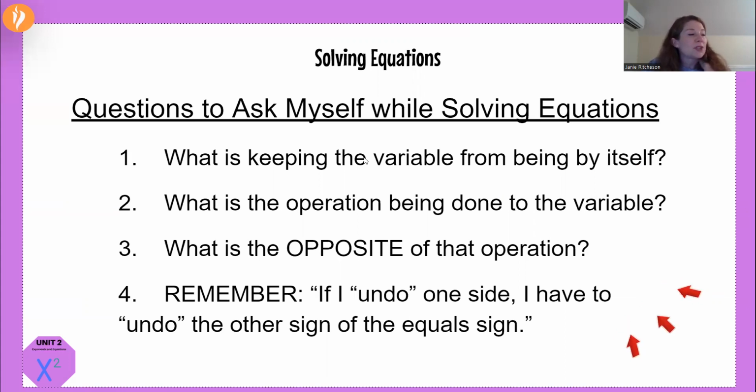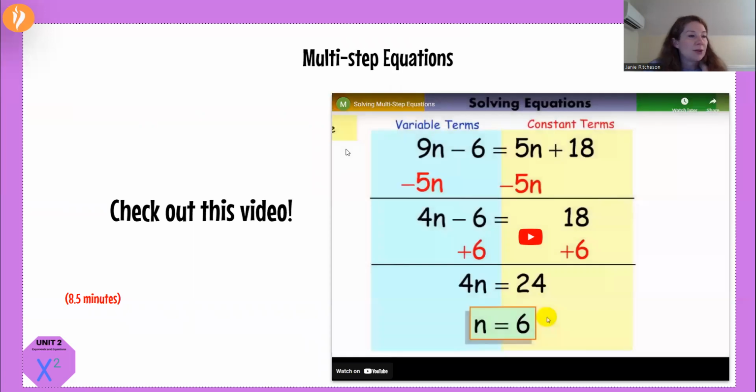So number one, the first question, what is keeping the variable from being by itself? Question number two, what is the operation being done to the variable? And then you would say, well, then what is the opposite of that operation? Step four, remember, if I undo one side, I have to undo the other. Remember the golden rule of algebra, whatever you do to one side, do to the other.